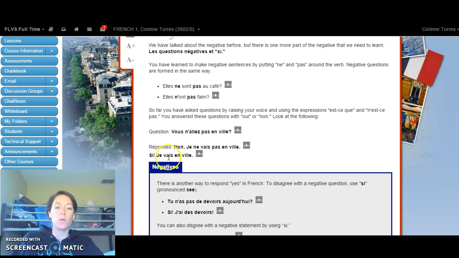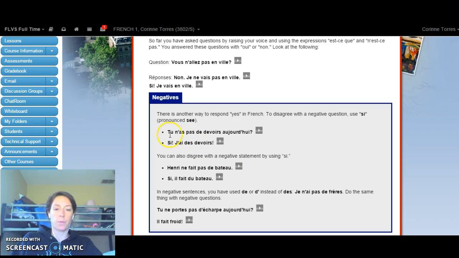Right? So it's to affirm that what they're saying is wrong. If you're asked a question in a negative form, but they are wrong, and you want to say, yes, I actually am doing that, or yes, we are going there, you will use si instead of oui. Okay?